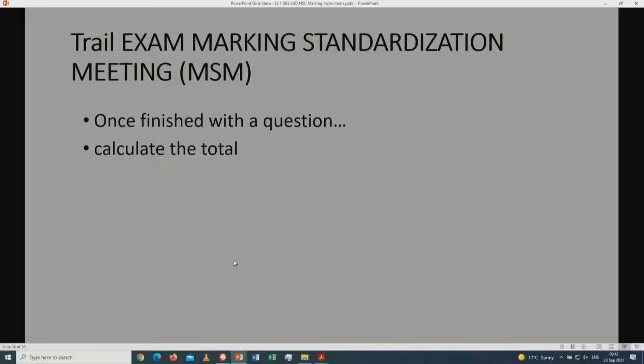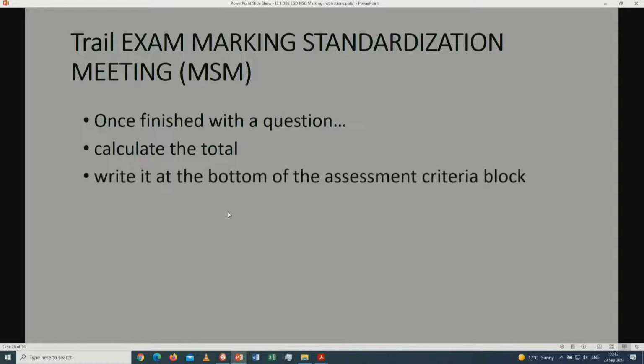All right, then also once finished with the question paper, you calculate the totals, write down at the bottom of the assessment criteria and encircle the total.